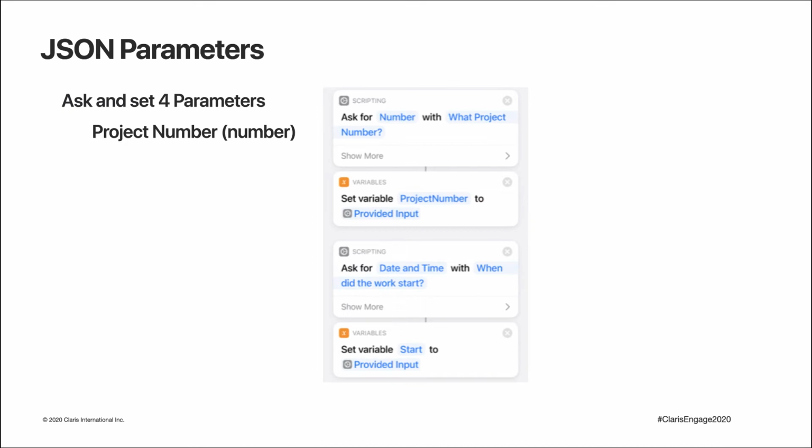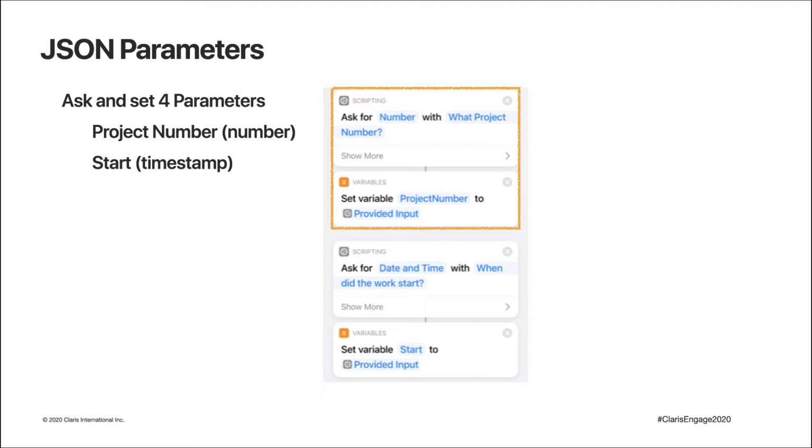So project number, what project number? Then you'll speak a number, and it'll set the variable project number to the provided input. Then the start timestamp, which will ask you for when the work was done. And this is actually really cool because it's very flexible. You could say last Tuesday, you could say yesterday, you could say this morning at 3 in the morning or whatever. So it's very flexible, and it understands all the different nuances of dates and times.